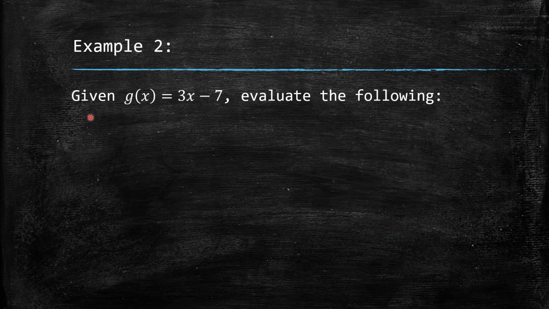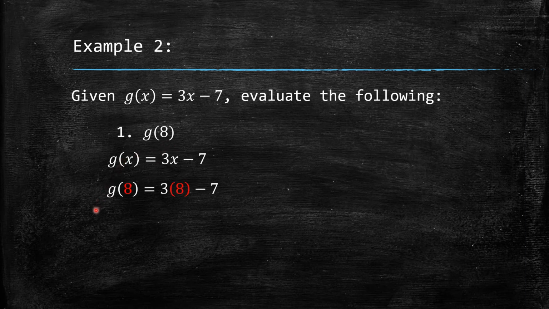Another example, given g of x equals 3x minus 7, evaluate the following. Number 1, g of 8. So we will have our given, which is g of x equals 3x minus 7. Next is to replace the value of x. And the value of x now is 8.